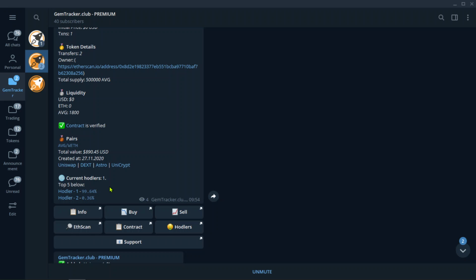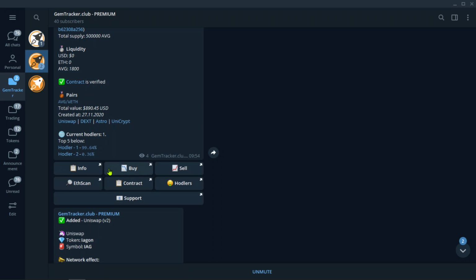What's great about seeing the holders is that if we see the top holder, like on this one, has 99.64% of tokens, we can see it's not worth looking at, it's a waste of time, and we should just move on to another token.